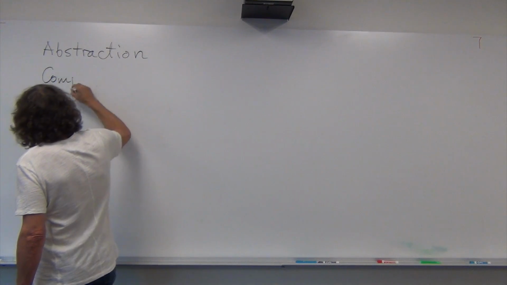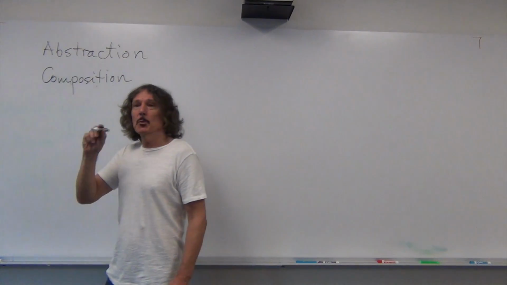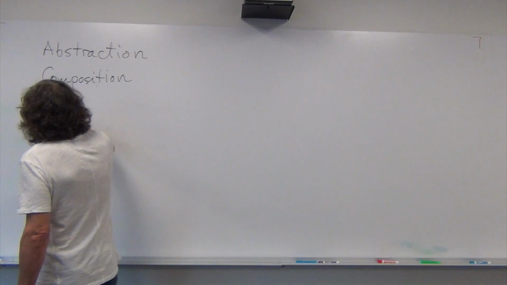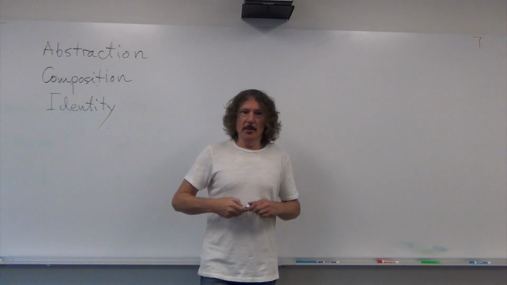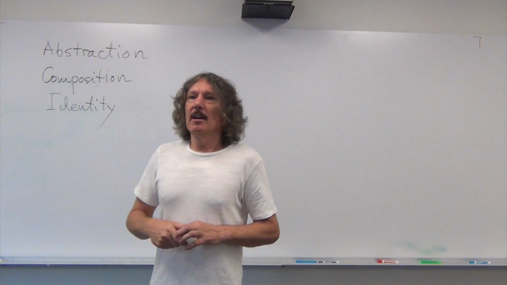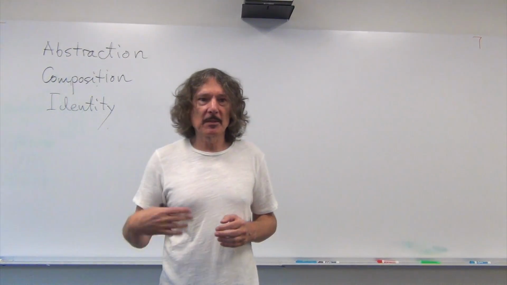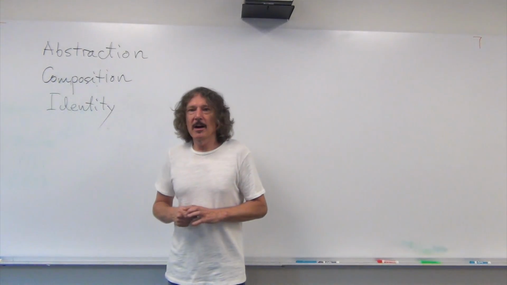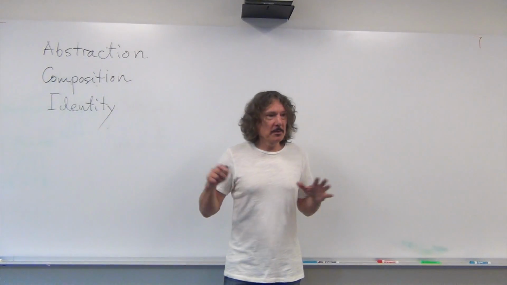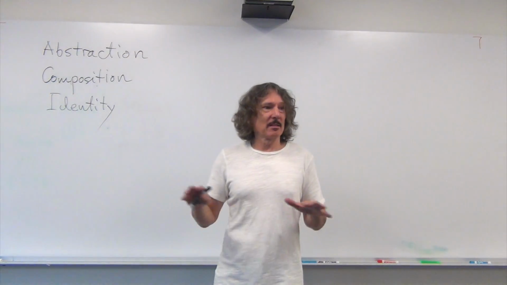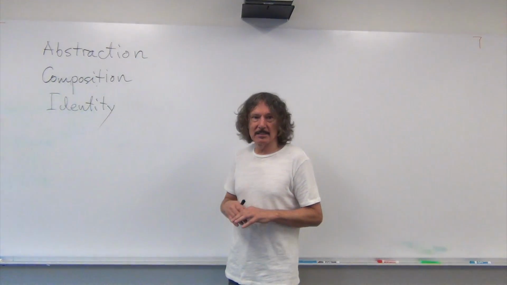composition, and I'm going to add one more thing to this: identity. So, as I said, abstraction means we want to get rid of the details. We want to forget about the assembly language or machine language of what we are doing. And that's not only in programming, it's also in mathematics or in physics. We want to get rid of unnecessary details.